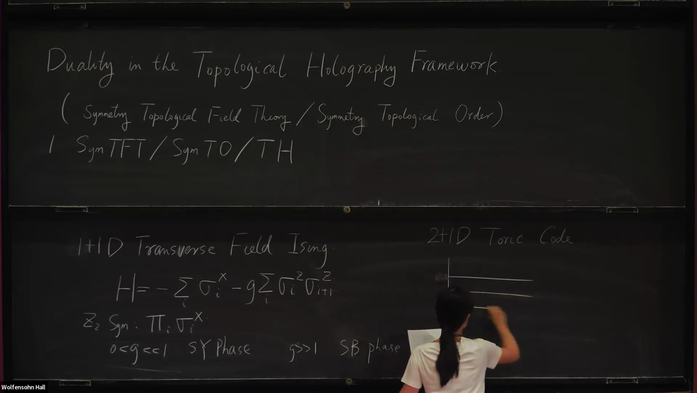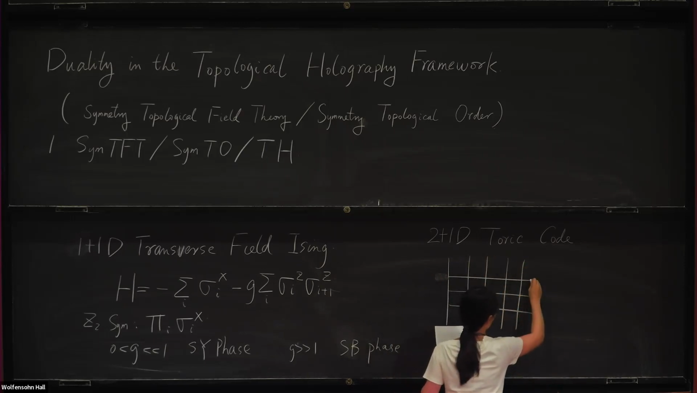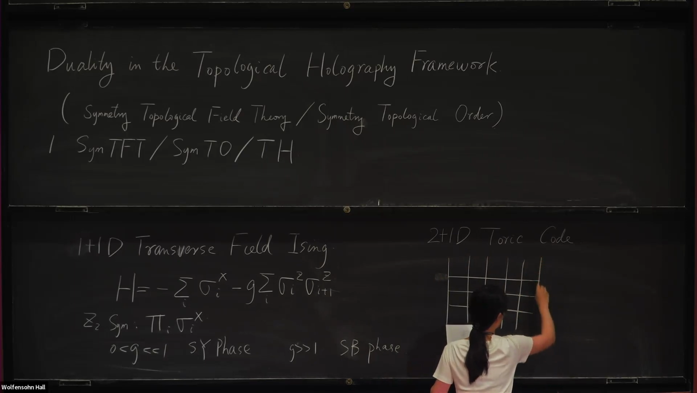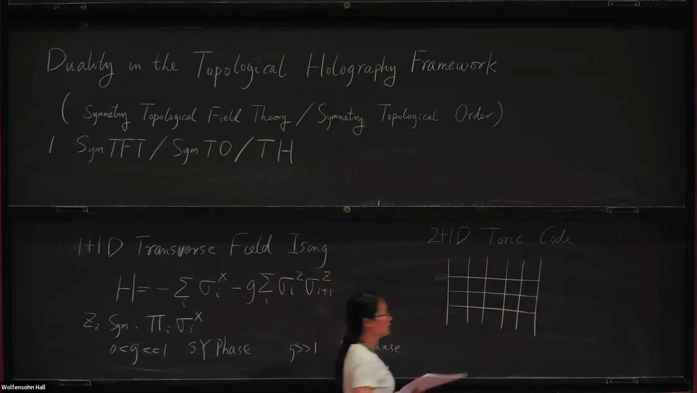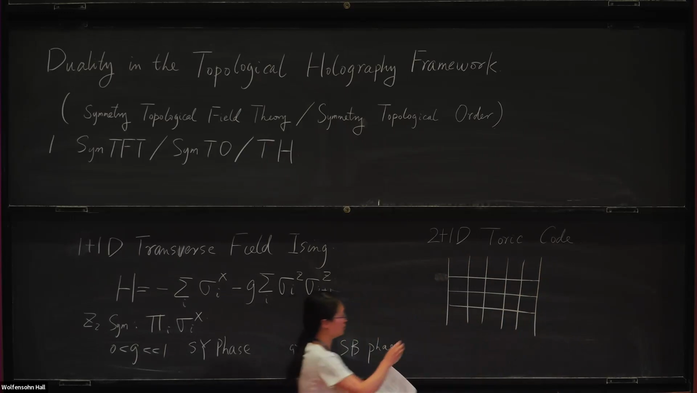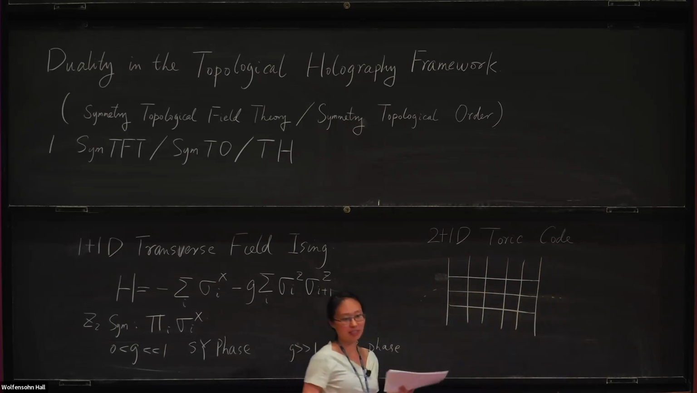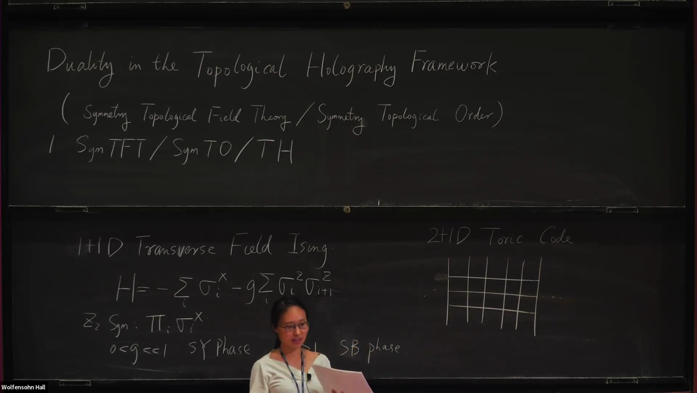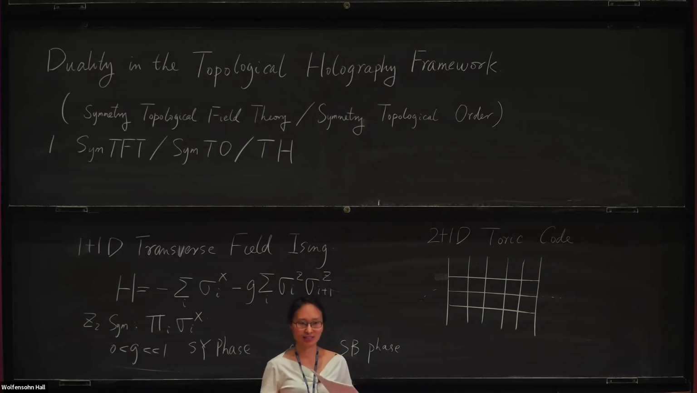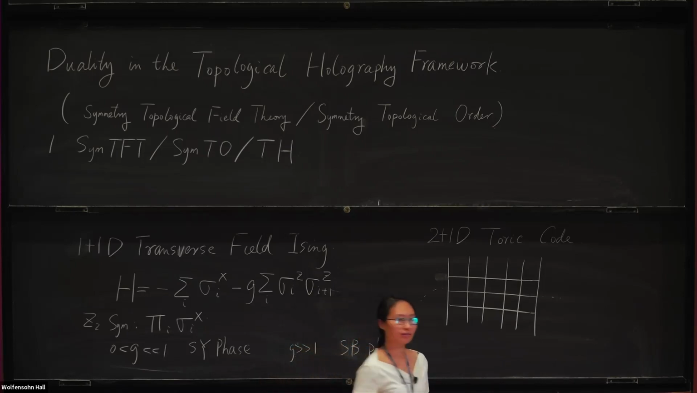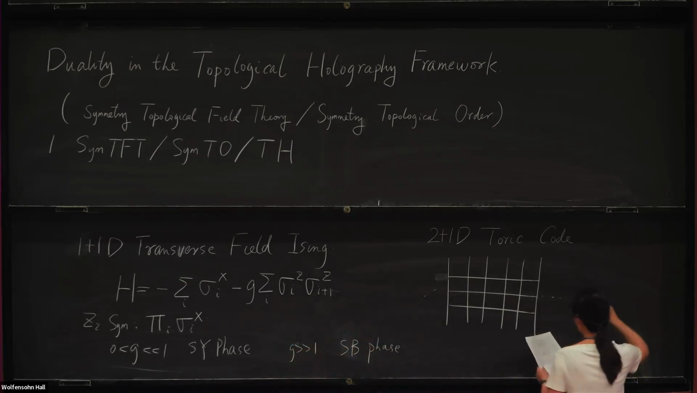So I'll draw a two-dimensional square lattice, like this. And we're going to take a periodic boundary condition between the left and right. Okay. And the top and bottom are intentionally left open because we're going to do something about that. Okay. And this is just the regular 2+1D toric code with the Hamiltonian that everybody's familiar with.